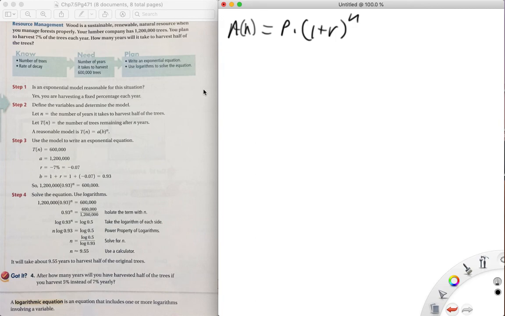So we have 1,200 trees. 1,200? 1.2 million trees. We want to know how long it would take if this is a foresting company. How many years would it take if we took 5%? So our rate is going to be 5%, so in decimal form, that's 0.05. 5% of the trees every year we cut down. How long would it take to have half the trees used?